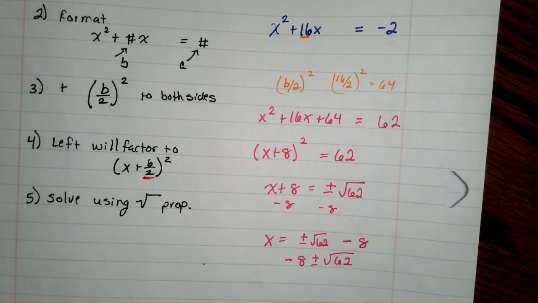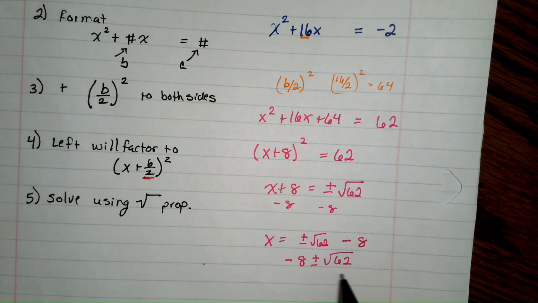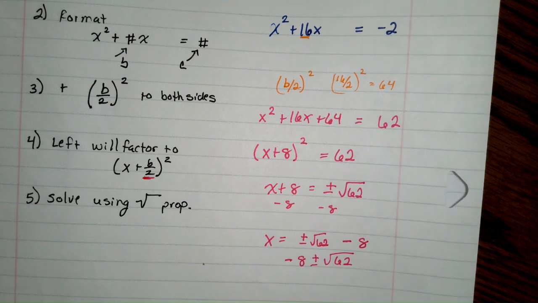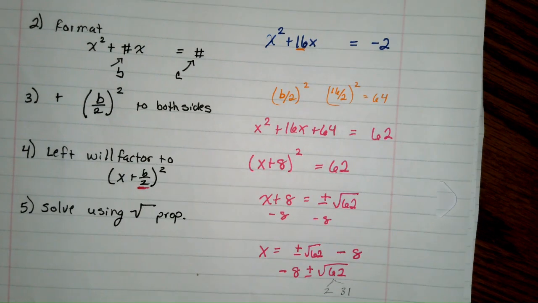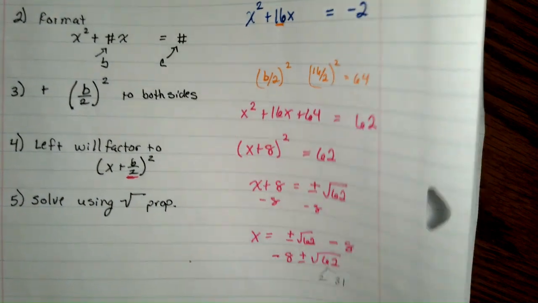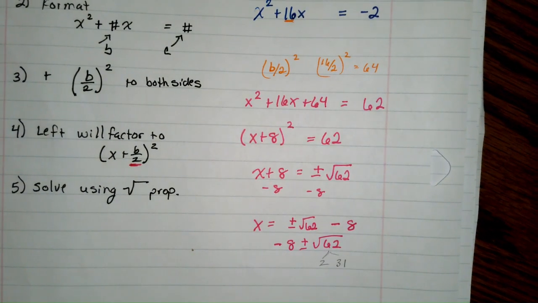You should always check to make sure your radicals are okay and reduced. In this case, the square root of 62 is 2 times 31, and 31 is prime. So this is our final answer. You could type it in a calculator and get decimal approximations, but why do we need to?